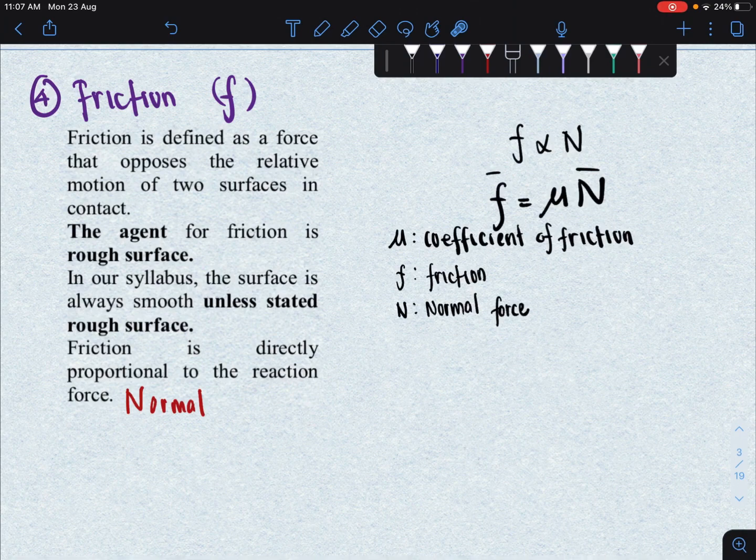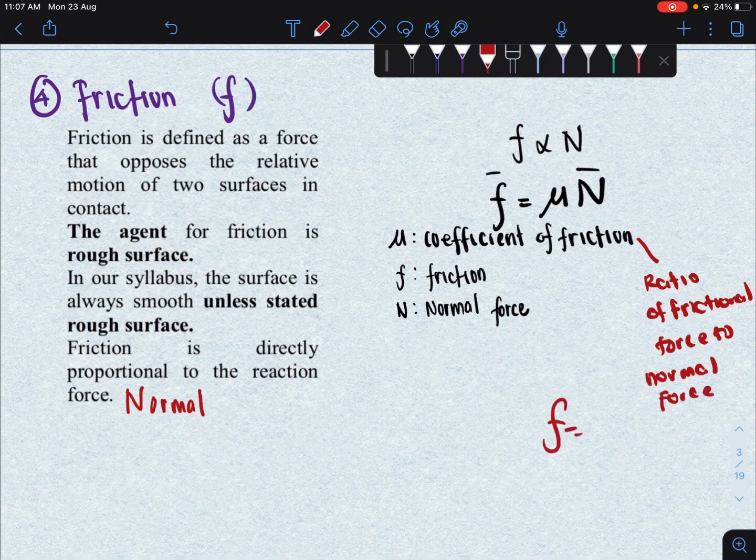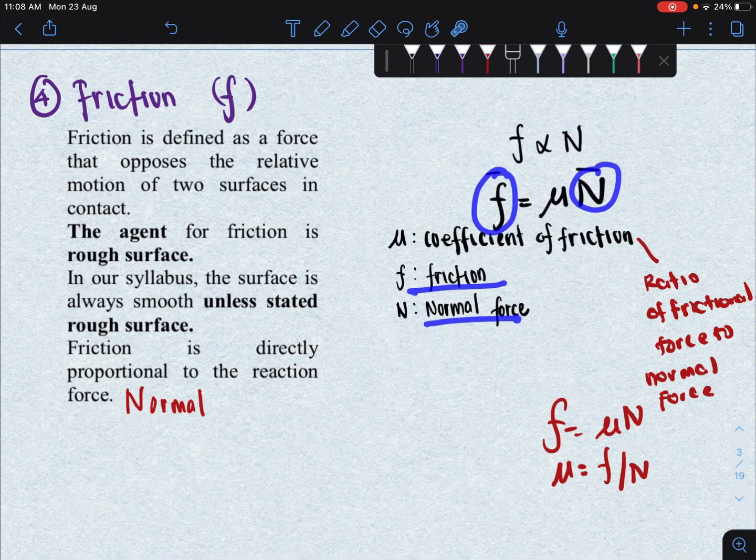Coefficient of friction is defined as the ratio between the frictional force to the normal force. So basically the way we define it is the ratio of frictional force to normal force, which is basically just rearranging the equation f = mu N. So mu is the frictional force divided by the normal force, which is the ratio here. That is the definition of coefficient of friction. However, this mu, our coefficient, depends on the nature of the surface. It depends on the type of surface. Different surfaces have different coefficients of friction. Alright, and small f is the friction itself, and N is the normal force.